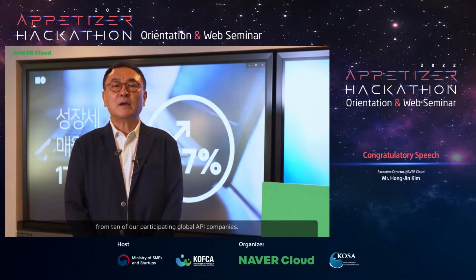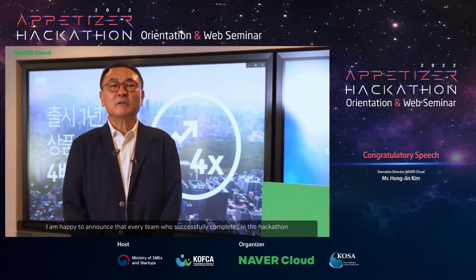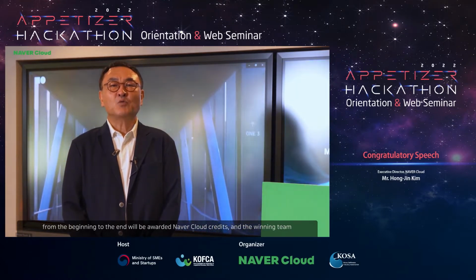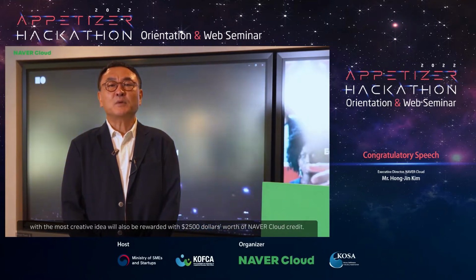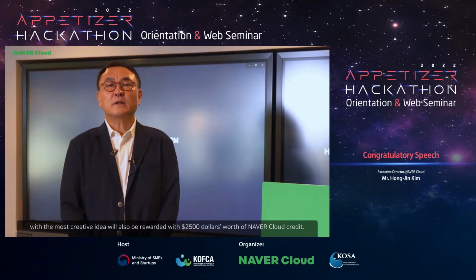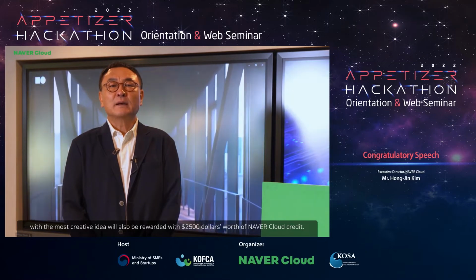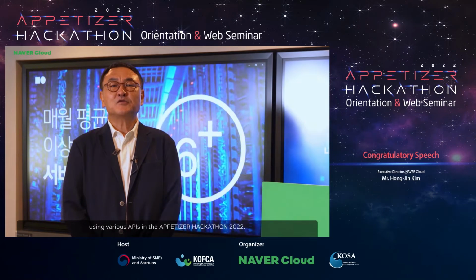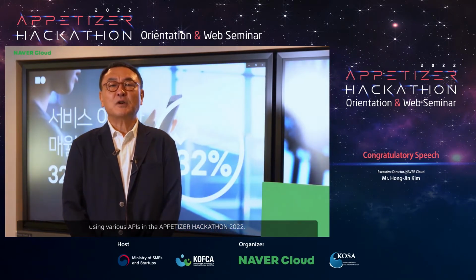participating global API companies. I am happy to announce that every team who successfully competes in the hackathon from the beginning to the end will be awarded Naver Cloud credit, and the winning team with the most creative idea will also be rewarded with $2,500 worth of Naver Cloud credit. I hope to see many inventive and innovative service ideas using various APIs in the APPETIZER Hackathon 2022.